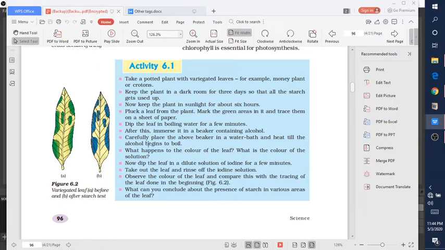After this, you have to observe what happens to the color of the leaf and what the color of the solution is. Now dip this leaf in a dilute solution of iodine for a few minutes. Now take out the leaf, rinse off the iodine solution and observe the color of the leaf. So this is the whole activity, and also you have to make a conclusion about the presence of starch in various areas of the leaf.